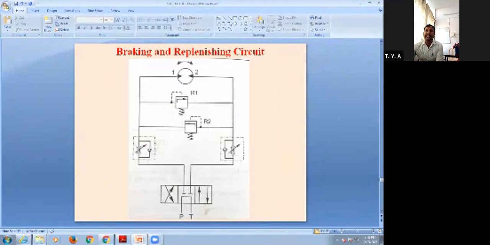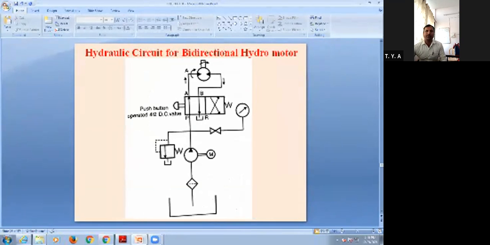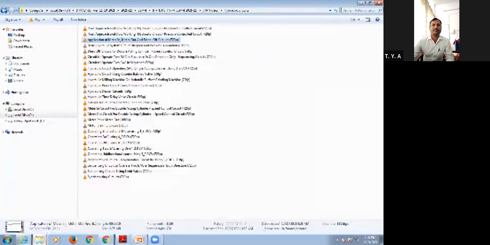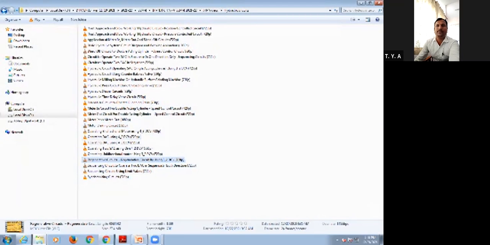Then this braking and replenish circuit. Okay, so this is another application. You can take it. I will show one small video regarding that. This one also. One minute. Operating of unidirectional motor, that I will show.